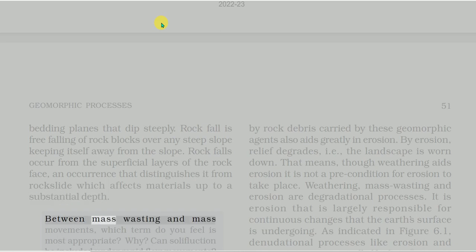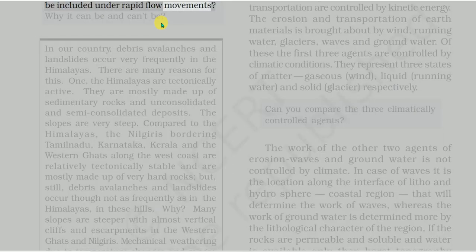Between mass wasting and mass movements, which term do you feel is most appropriate? Why? Can solifluction be included under rapid flow movements? Why it can be and can't be?